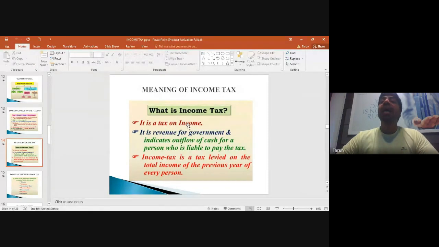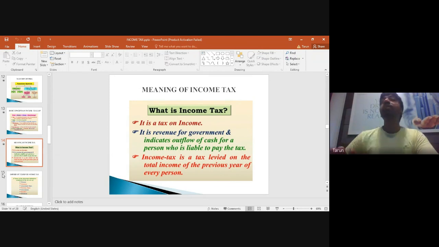Income tax is a tax levied on the total income of the previous year of every person. It doesn't just mean that income tax is the tax imposed on the income earned by a person or people. No, the income they have earned during the previous year, on that income the tax will be chargeable, and that tax levied on the income earned during the previous year by that person is called income tax.